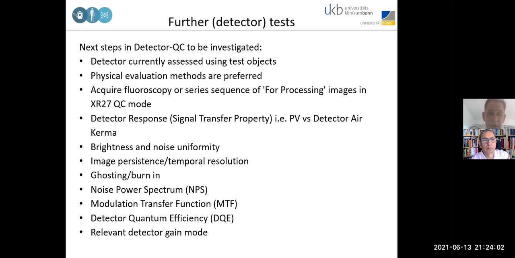Brightness and noise uniformity is not tested. Image persistence and temporal resolution are not tested. Noise power spectrum is something you could measure there. If you look into publications, you could do that. Modulation transfer function and detector quantum efficiency you could always check, and you really have to look at whether this could be put into a quality control or not. I would recommend doing so, but there are no standards so far.